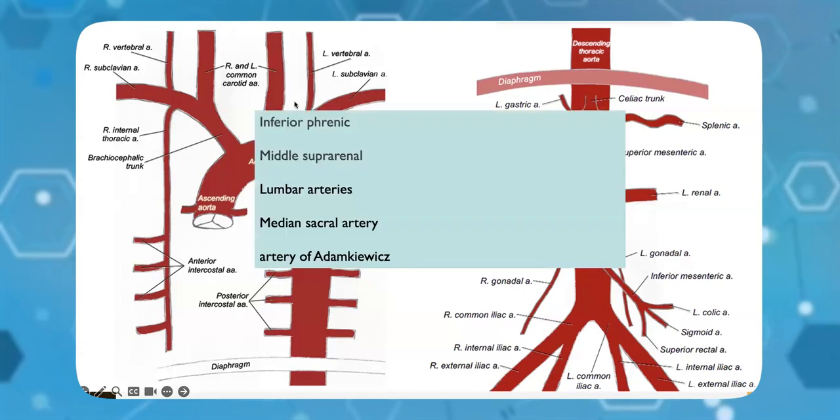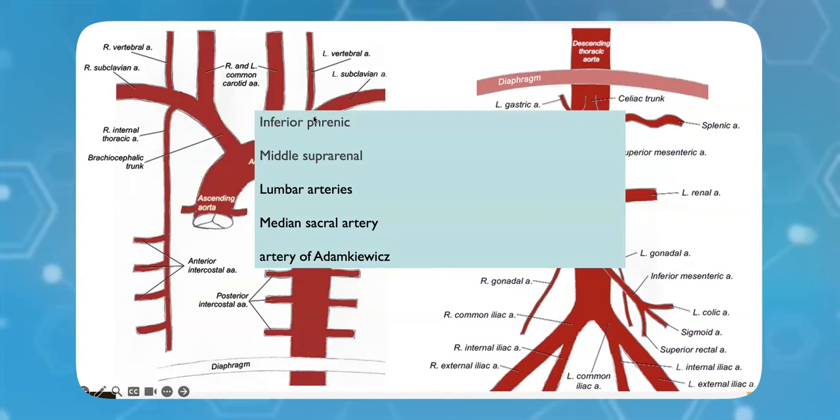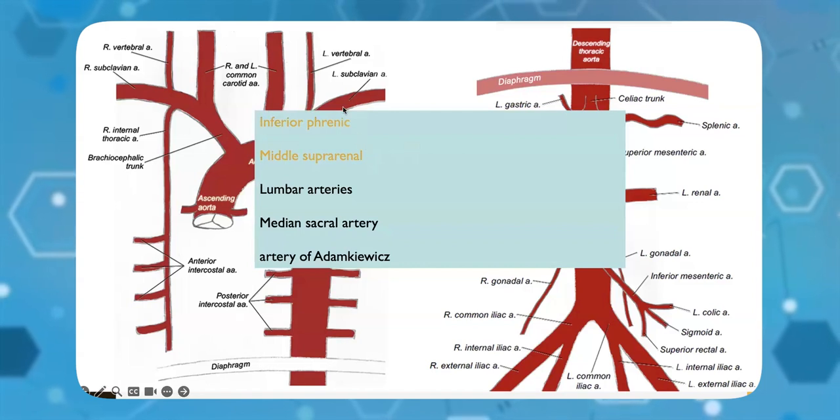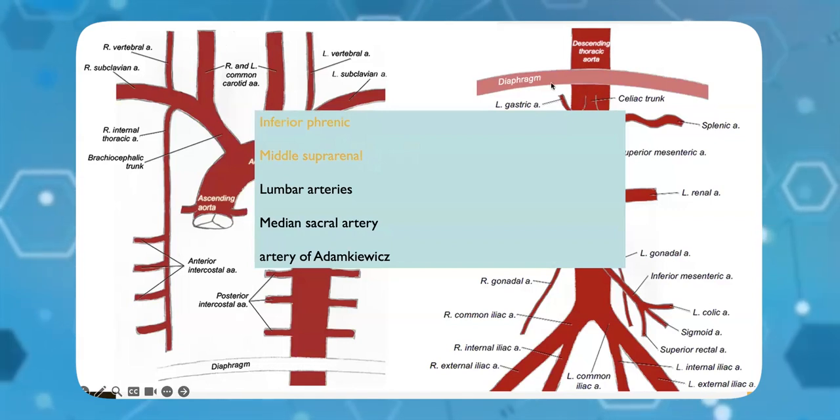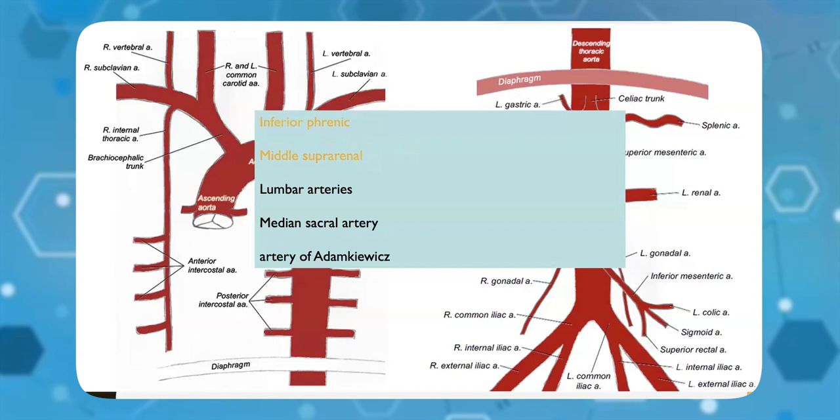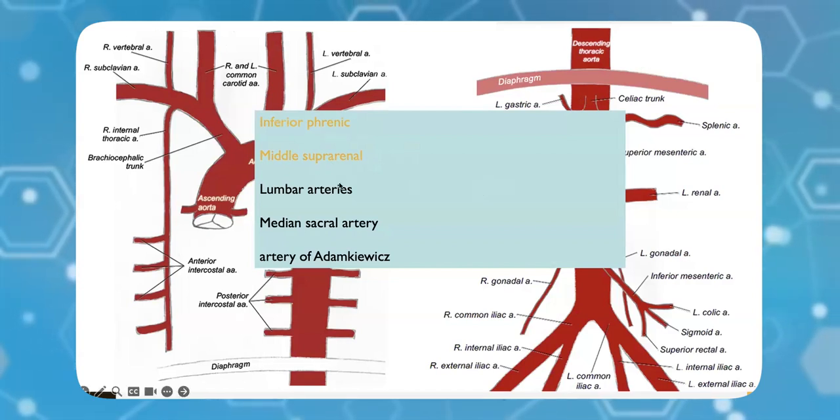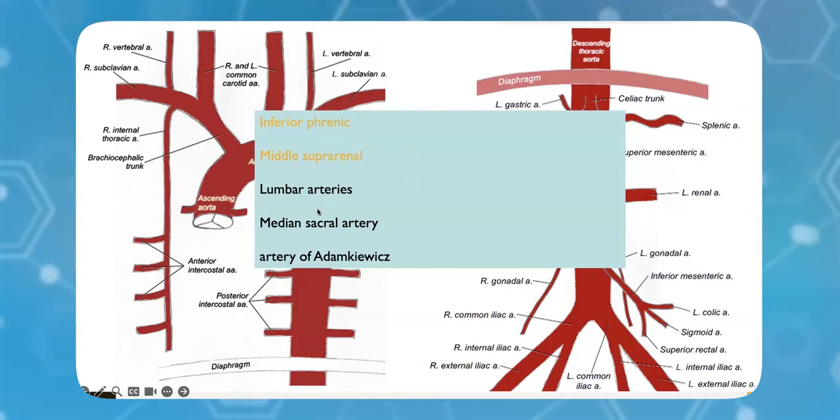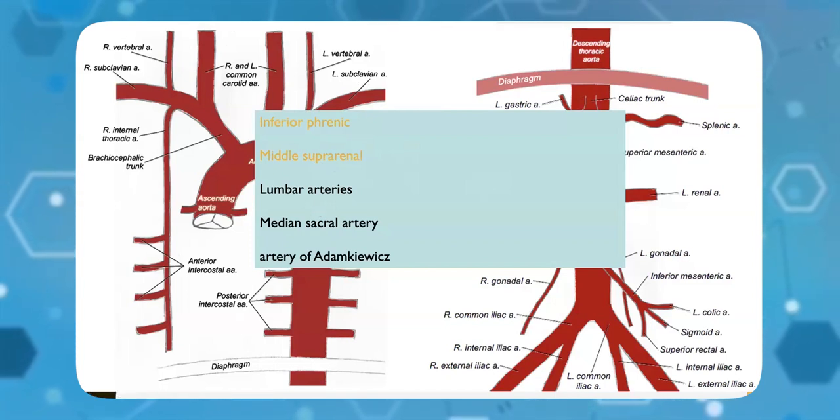So these are the arteries that are not drawn in this diagram: the inferior phrenic artery and the middle suprarenal arteries. These are again paired arteries. The inferior phrenic is the first paired artery that the descending aorta releases after it pierces the diaphragm and comes down. The middle suprarenal arteries are just above the renal arteries. Then come the lumbar arteries, which are 8 to 10 in number, which come from the posterior aspect of the aorta and supply the vertebral column.